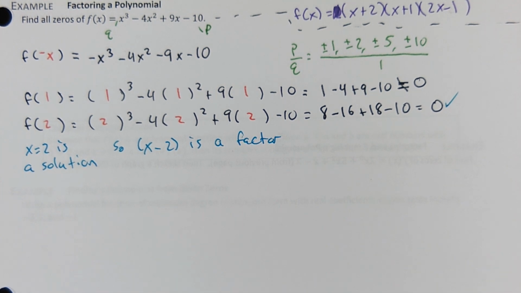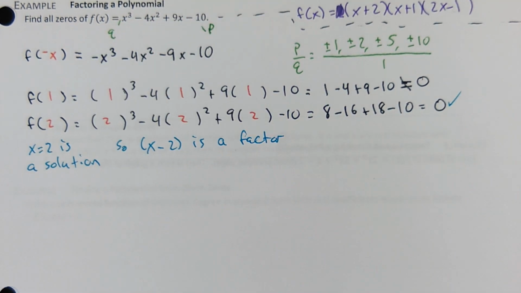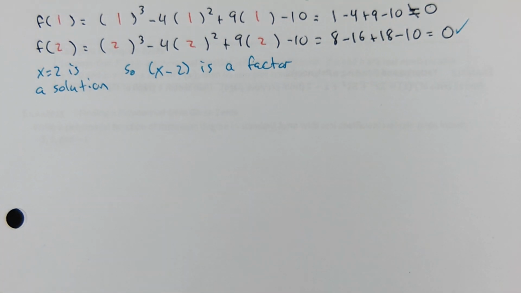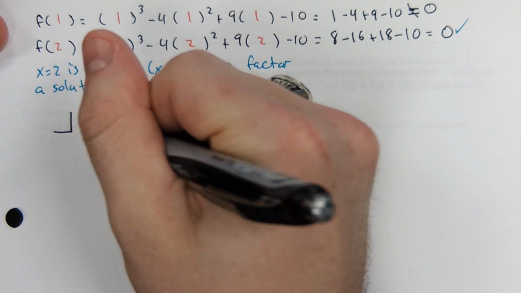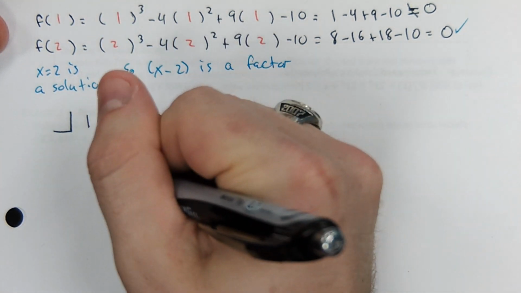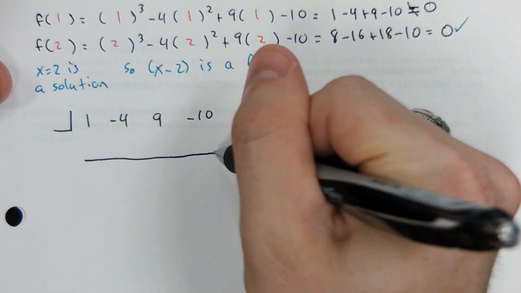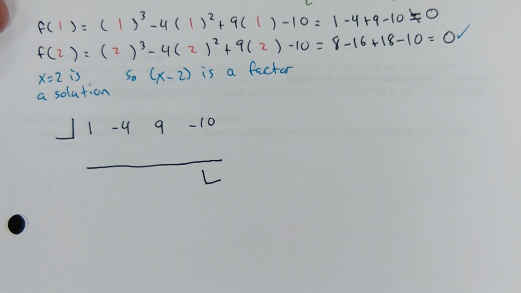Let's see. For synthetic division and for long division, make sure you're not missing any terms. X to the 3, 2, 1, none. We're not missing any terms. These are the coefficients of my polynomial. And we already know that the remainder is going to be 0.